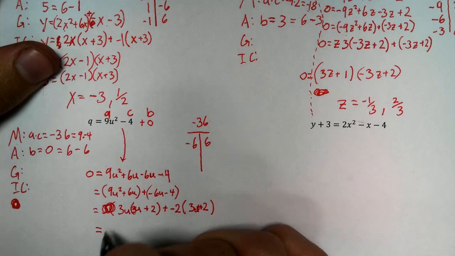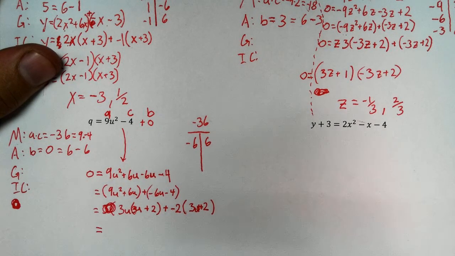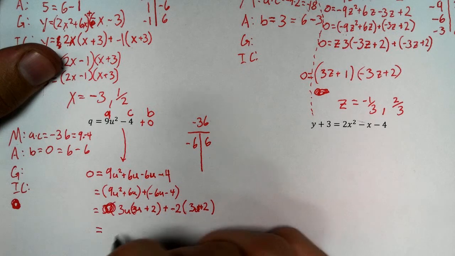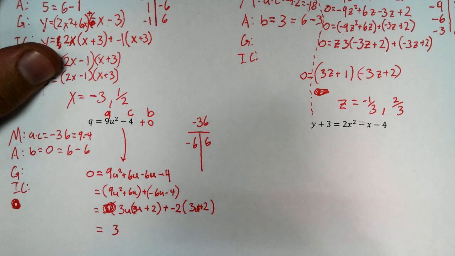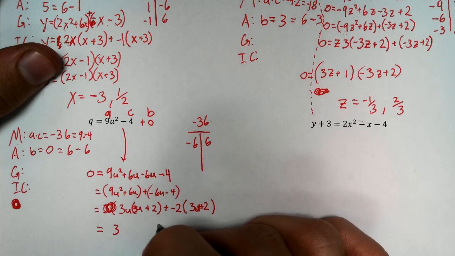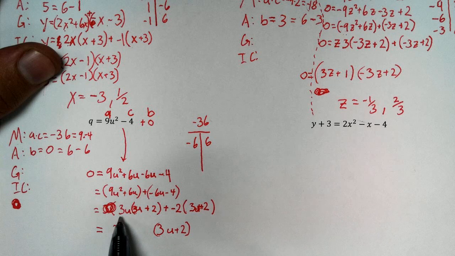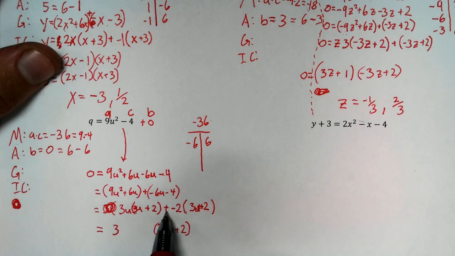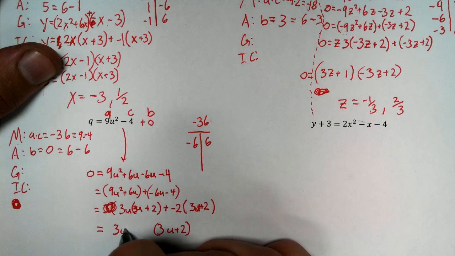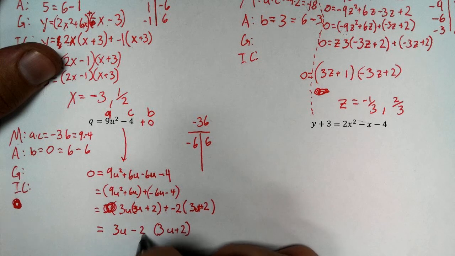So now we have a 3u plus 2 in common. So we can go ahead and factor out a 3u plus 2, because they're both multiplied by that. And what are we left over with? We're left over with 3u plus negative 2, or 3u minus 2.